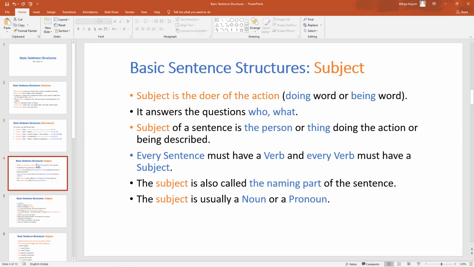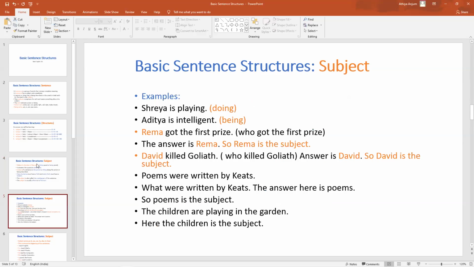Or you will also use the pronoun, either the different pronouns. So the subject is usually either a noun or a pronoun. If you don't use a noun, you will be using a pronoun there, right? Have you understood about the subject? So this is what the subject deals with. This is a part of the sentence where you describe about the action of a person or a thing, and this is also called as a naming part of the sentence. And usually you have the noun or the pronoun as the subject. Is it clear? Shall we move on now?